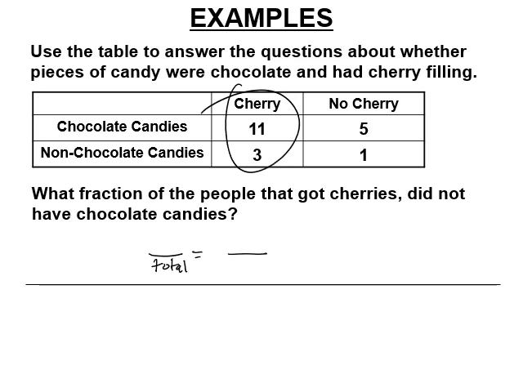3 got cherries in non-chocolate candies for a total of 14, right? You just add those up, you get 14. So there's 14 total people who got cherries. What fraction of the people that got cherries did not have chocolate candies? Right, so not chocolate. Well, that's 3. So the fraction is 3/14. 3 out of the 14 people that got a cherry did not have a chocolate candy.